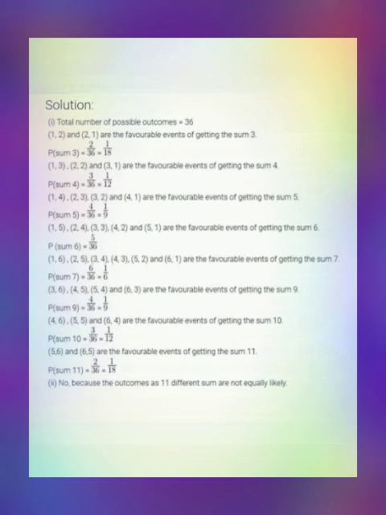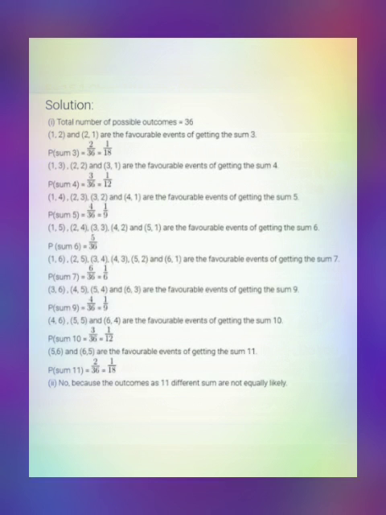Similarly, we can find out for the sum of 3. What is the probability of getting sum of 3? What are the favorable outcomes? 1, 2 and 2, 1. So there are 2 favorable outcomes. So the probability is 2 divided by 36. You can simplify it as 1 by 18.